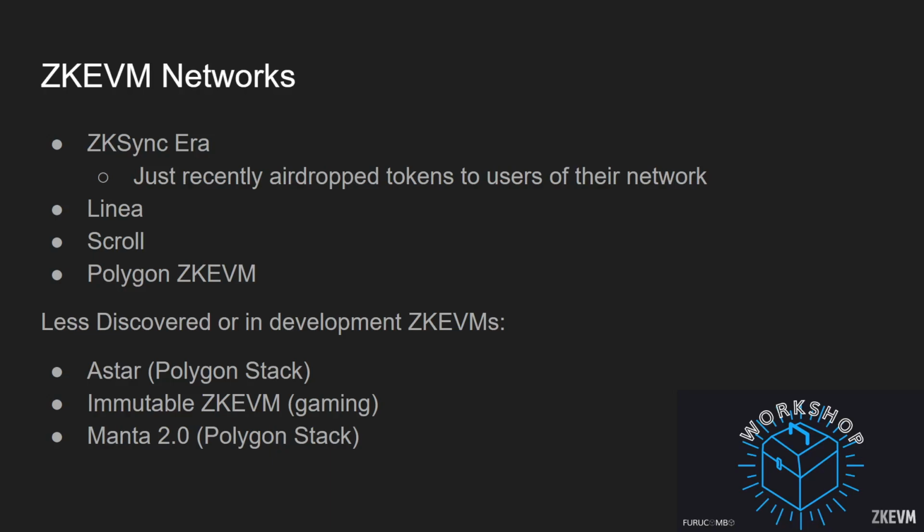Those are the four main ones that we're going to talk about today. There are other less discovered or in-development ZKEVMs listed here, as well as many more. There's Astar, which recently switched from their POS system to the Polygon Stack ZKEVM. There's Immutable zkEVM, which is a gaming network. And Manta 2.0 will also switch to the Polygon stack in the future. Currently, they're just using an optimistic system. But I would imagine that many networks will start to make the switch to ZK technology once it becomes readily available and easy to transition.